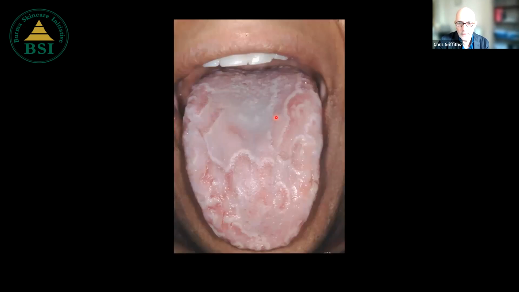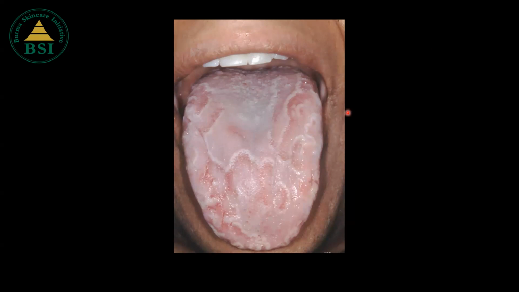All right, so the third case we see in our oral medicine clinic is this one. This young man is concerned about the appearance of his tongue. It is a little bit painful. Anyone want to describe what they can see, what they think this might be? Now, this isn't like the last two we saw, is it? This is quite different. So Muir said, sorry, geographic tongue. Yeah.